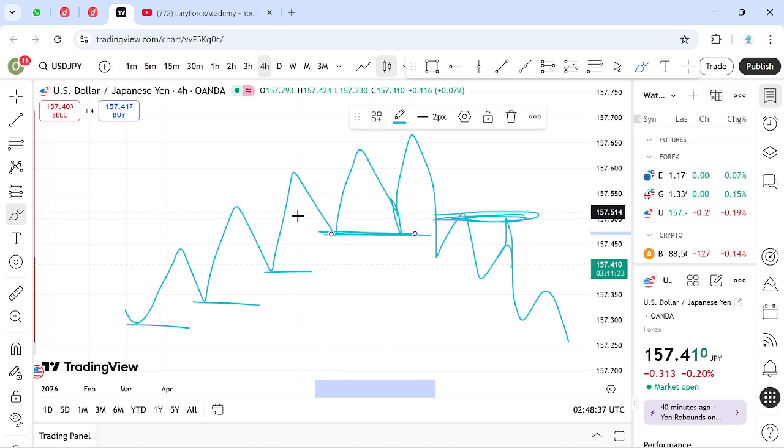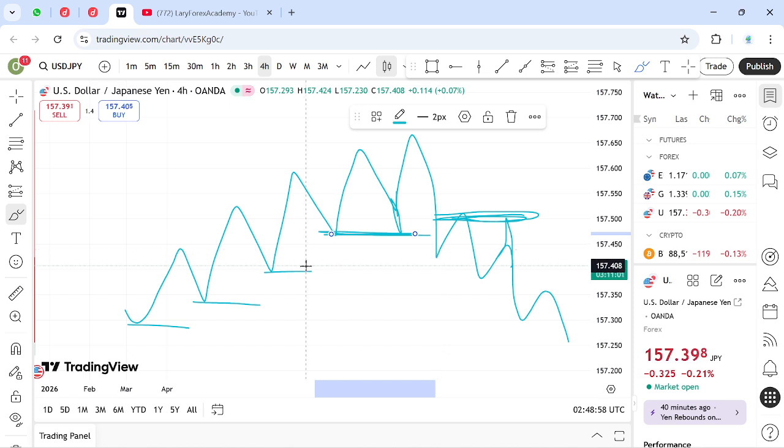Now the touches must be a minimum of 2. Maximum can be 3, 4, 5 and so on. You get. So let's not make a mistake in that. So that is basically what you need to understand about support and resistance.